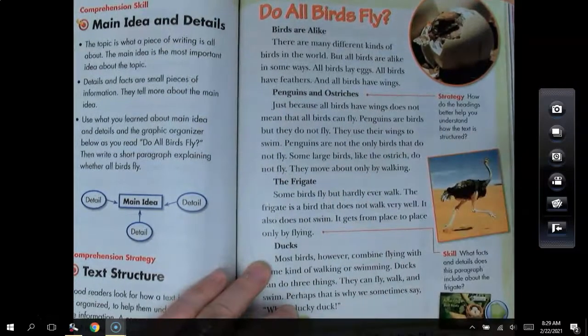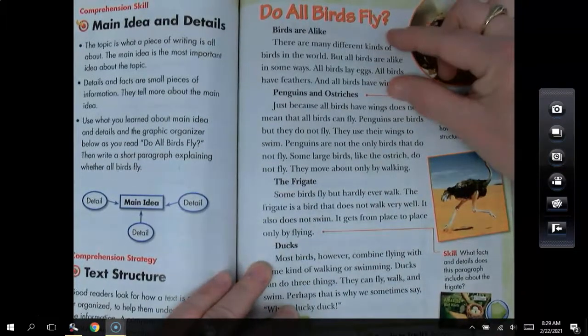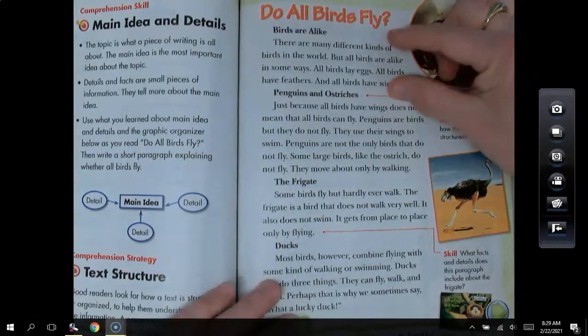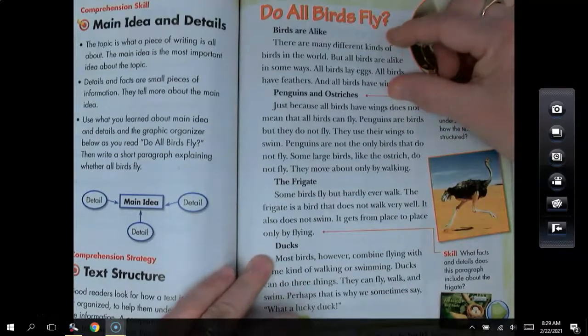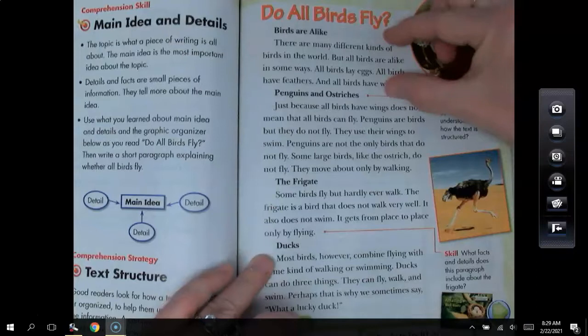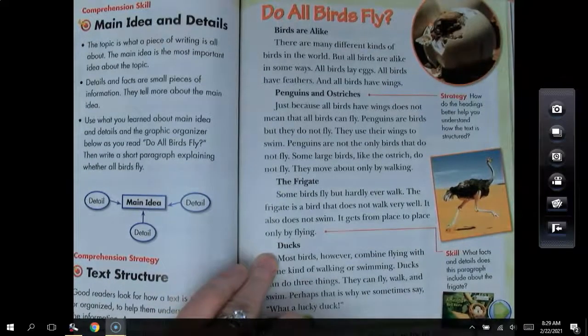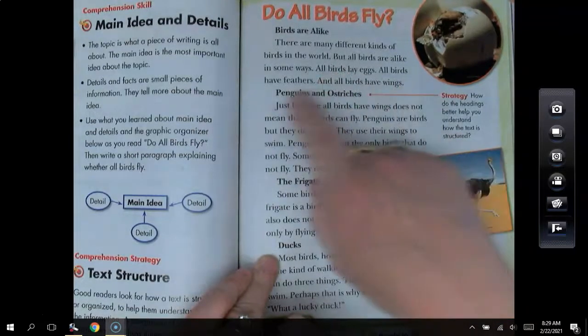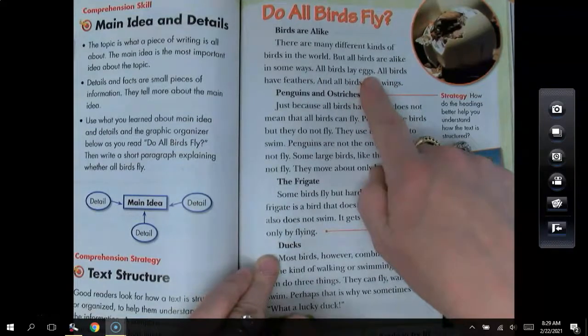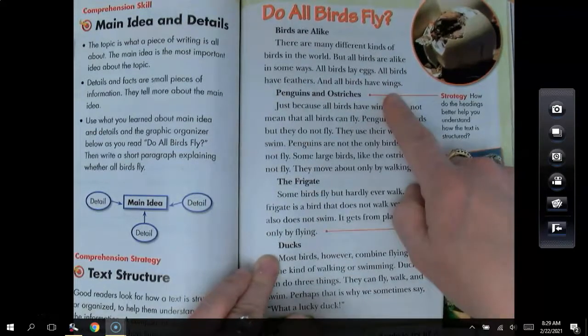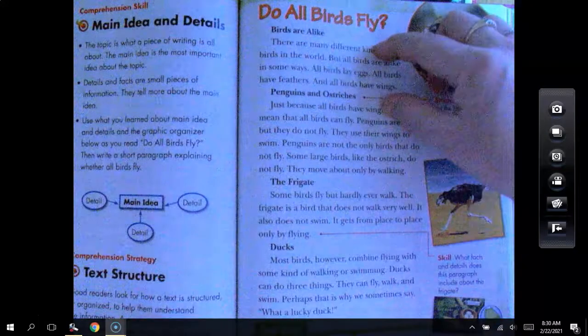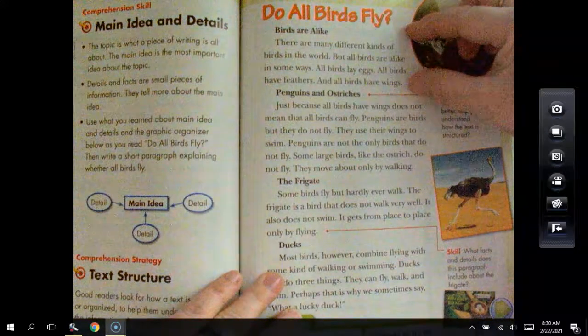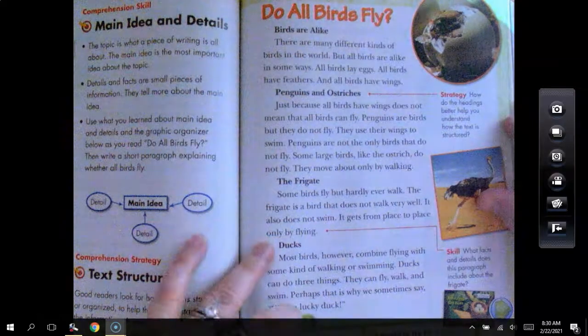So boys and girls, if I would look at that specific paragraph, it is a nonfiction selection that I'm reading to you. I could pick out a main idea with details just from this paragraph. My main idea could be that all birds are alike in some ways, and then my details would be listing the ways that they are alike. How birds lay eggs, how birds have feathers, and how birds have wings. So I could have a main idea with details in just this paragraph. Okay, let's go ahead and continue to read.